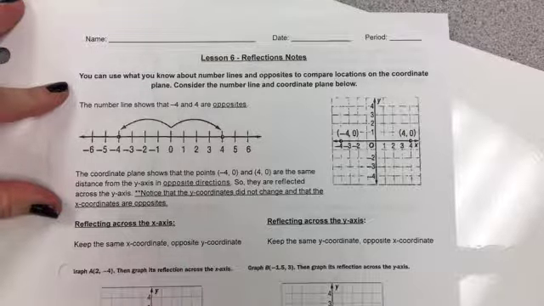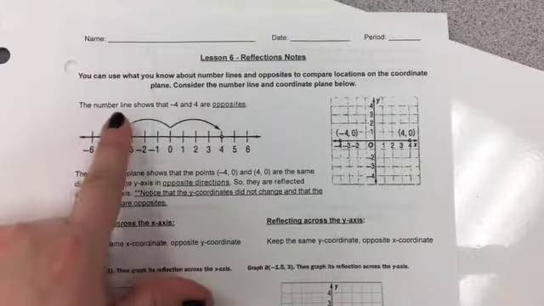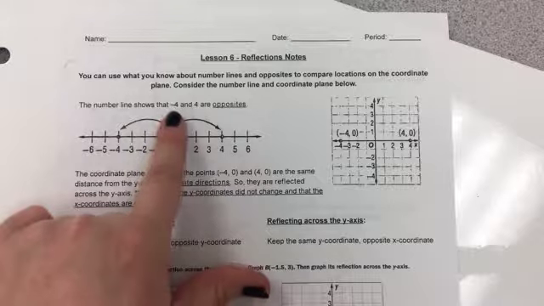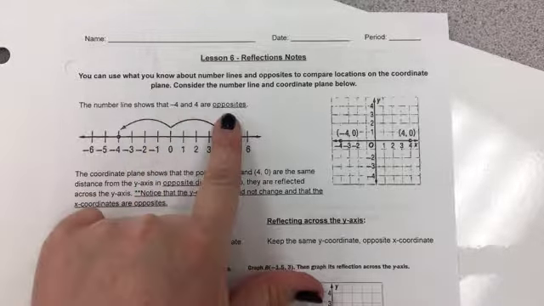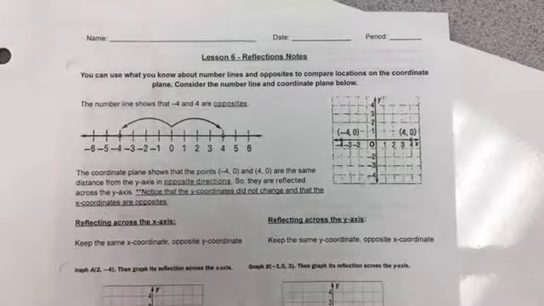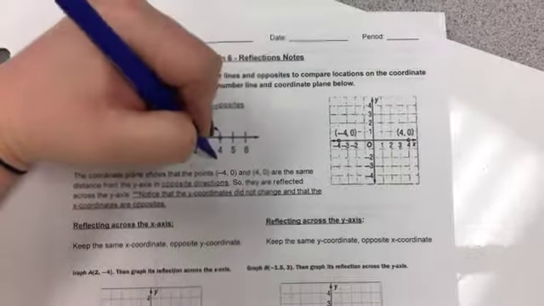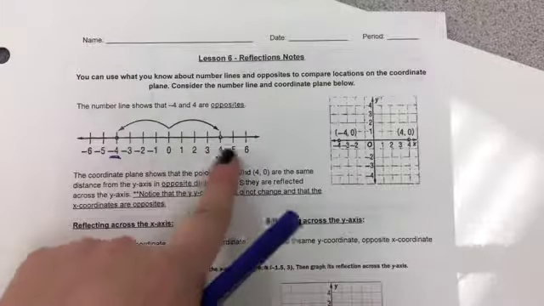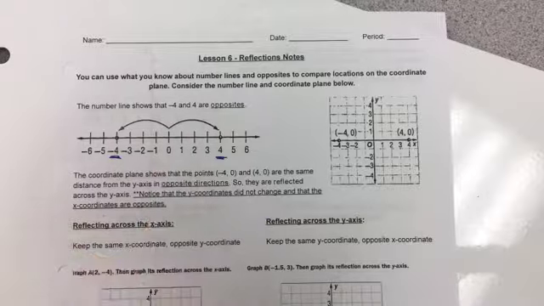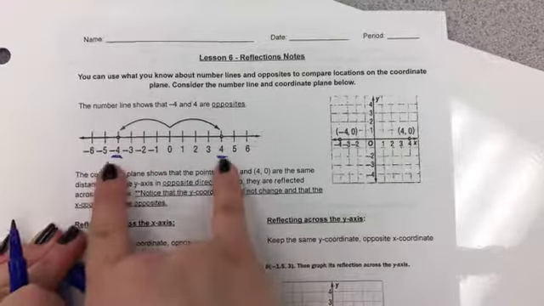Consider the number line in the coordinate plane below. If we recall, a number line shows that -4 and +4 are opposites because -4 and +4 are both 4 spaces away from 0 on a number line. So these two are opposites.